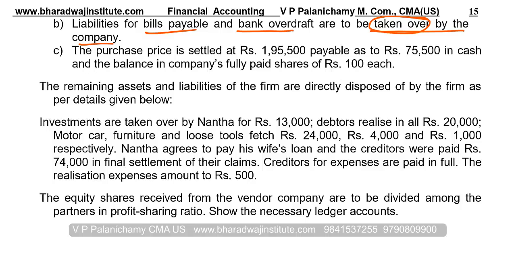The purchase price is paid, how much? 1,95,500 payable, 75,500 in cash, balance in shares. Simple, not like the last problem. The remaining liabilities are disposed of by the firm.